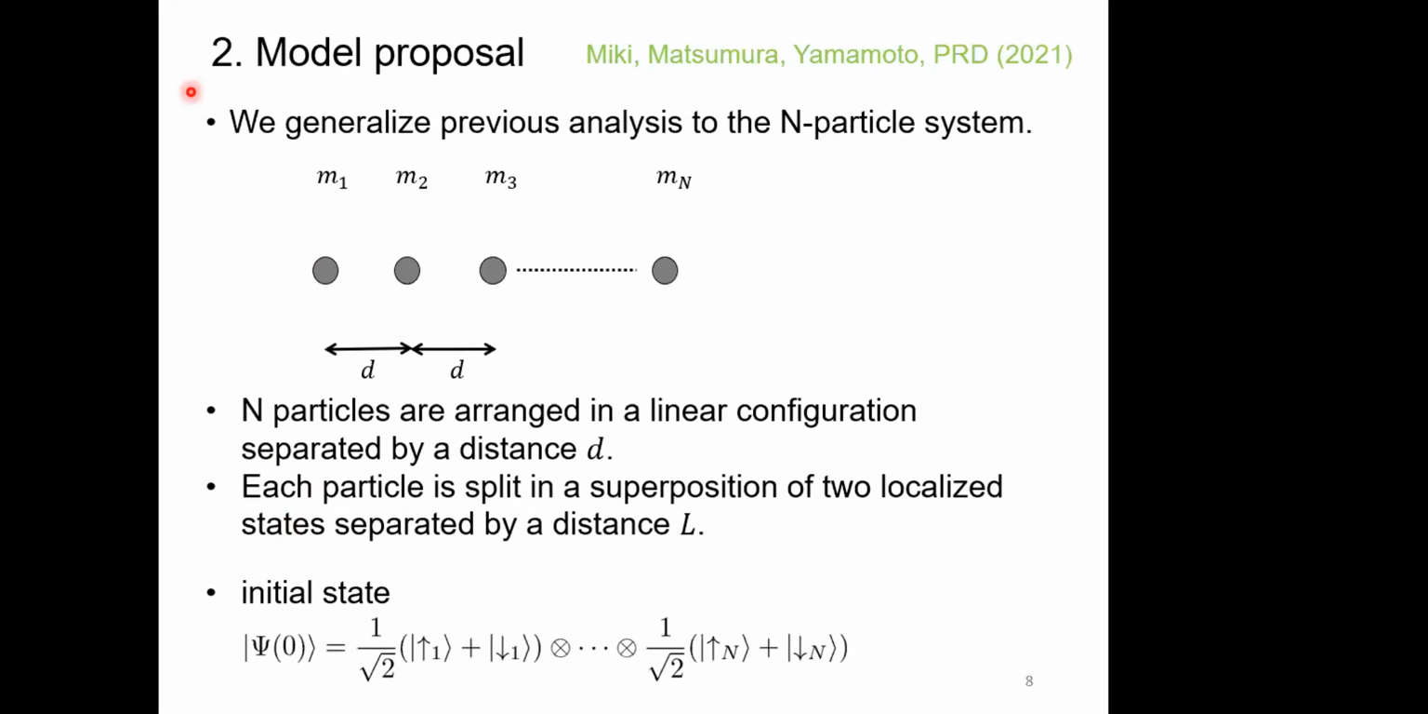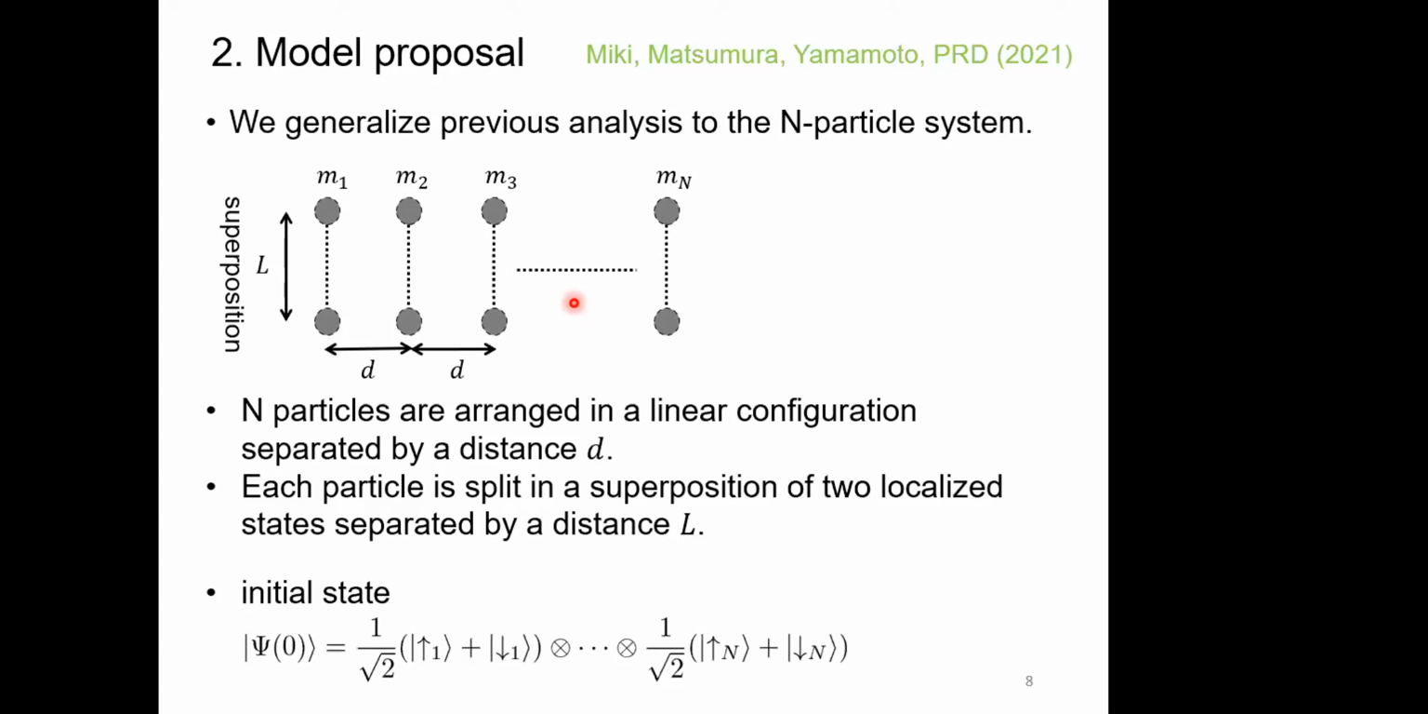I move on to part 2, model proposal. We generalize the previous analysis by Gwen and Barnes to the n-particle system. We assume n particles are arranged in a linear configuration separated by a distance d. And as shown in the figure, we assume that each particle is split in a superposition of two localized states separated by a distance l. And the superposition is along the vertical direction of the particle arrangement.